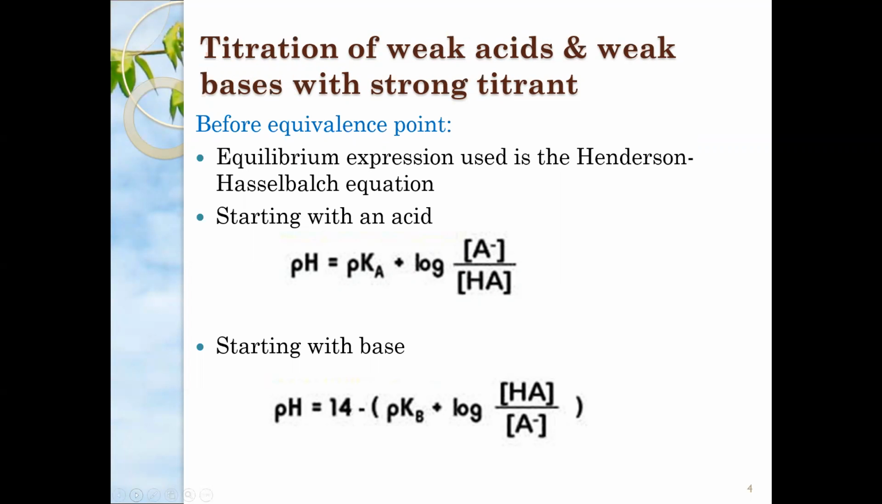The calculation involved is the Henderson-Hasselbalch equation. If the sample is acid, then we use pH equals pKa plus log of base over acid concentration. And if the sample is a base, we use pOH and pKb, and we subtract from 14 to find the pH. And the denominator would be the base concentration.